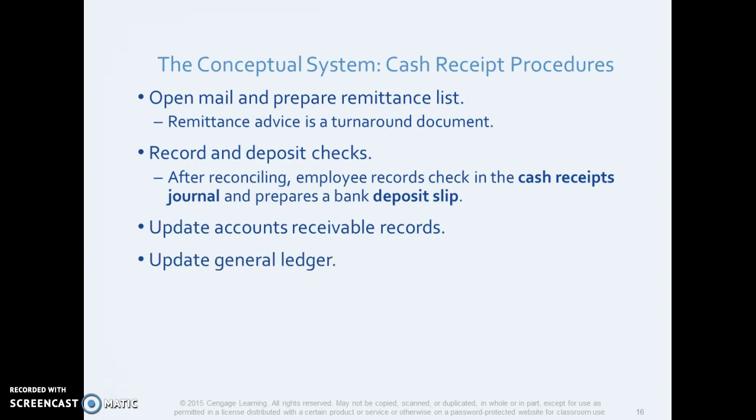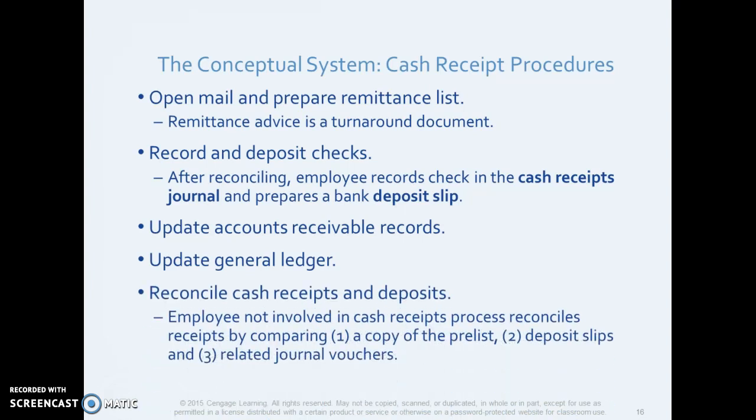And we're going to update the accounts receivable, because once we receive cash, we should be reducing that accounts receivable balance because we've received it, and update the general ledger. We're going to reconcile cash receipts and deposits. An employee not involved in the cash receipts process reconciles receipts by comparing a copy of the pre-list, the deposit slips, and the related journal vouchers.